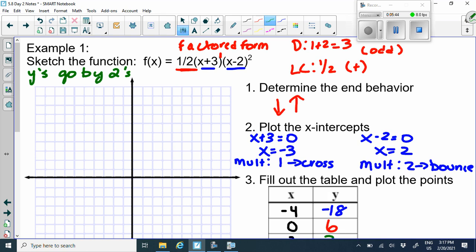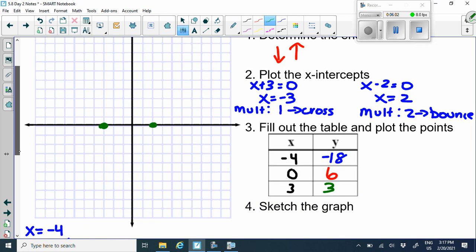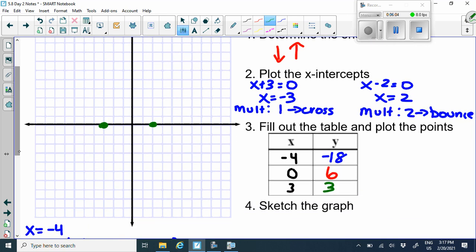So now I'm going to go ahead and plot everything. So I have my x-intercepts at -3. I'm going to do a different color so we can definitely see this. There we go. And at 2, okay? Now I need to plot the other points. So we have -4, so I go to the right or left, 1, 2, 3, 4. Now I'm down -18. Remember, I am going by 2s here. So I go 2, 4, 6, 8, 10, 12, 14, 16, 18, right? Okay, and we're good.